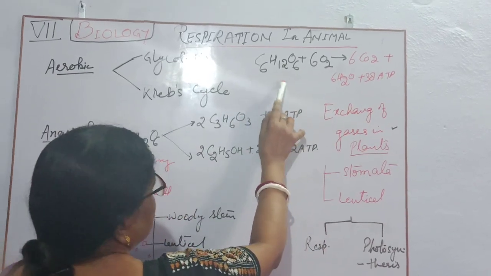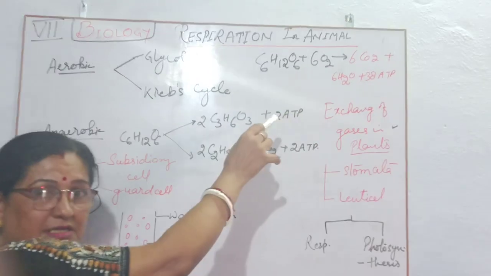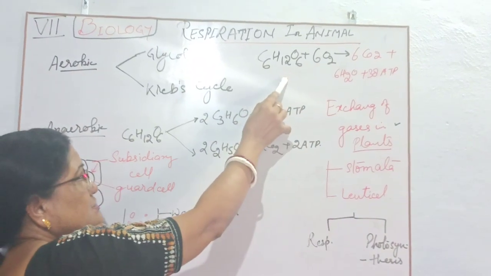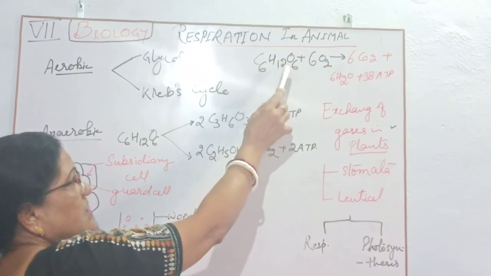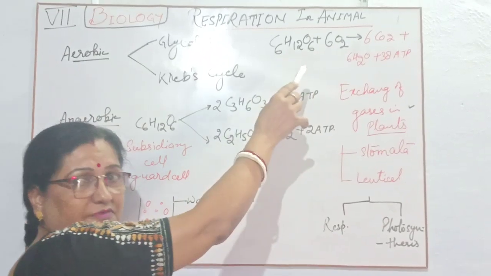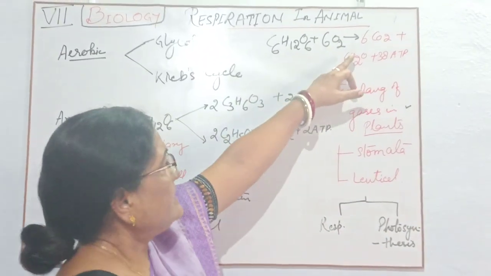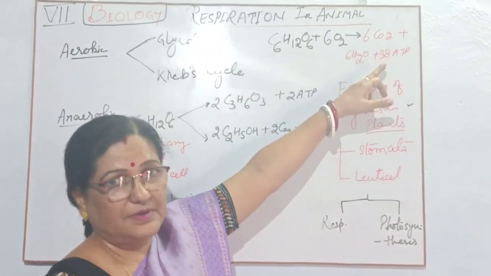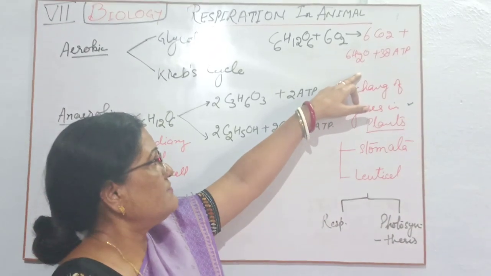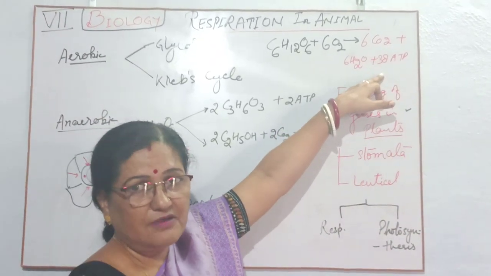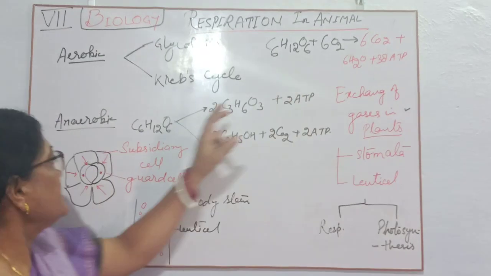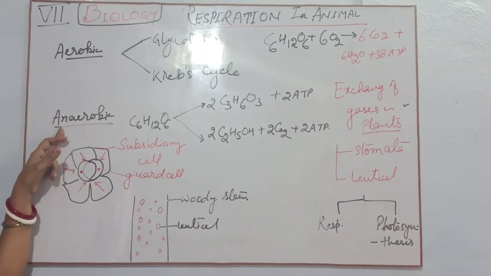So children, this is the total reaction: C6H12O6, glucose, needs 6 molecules of oxygen and releases 6 molecules of carbon dioxide, 6 molecules of water and 38 molecules of ATP. Now we will come to anaerobic respiration.